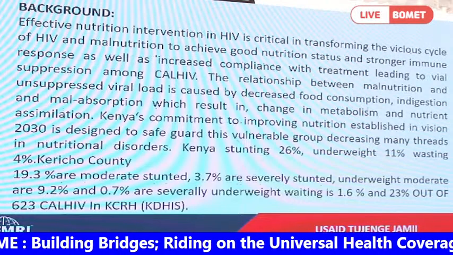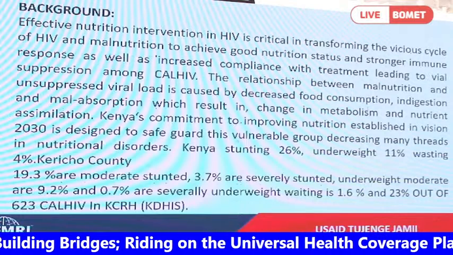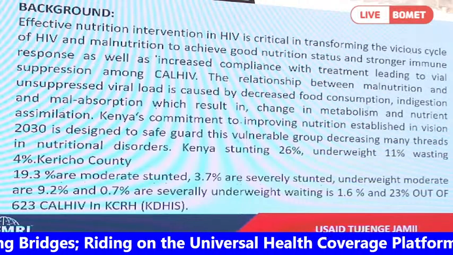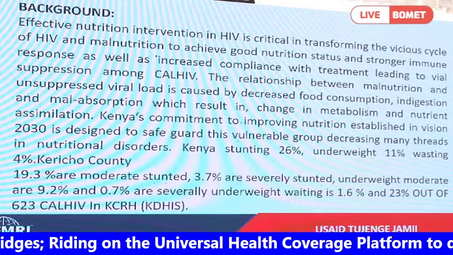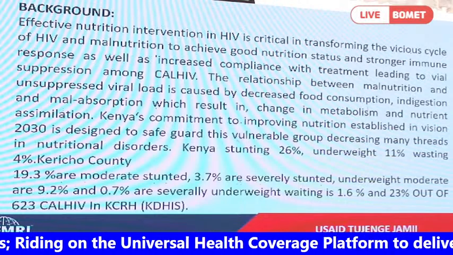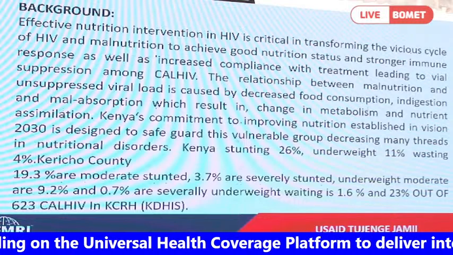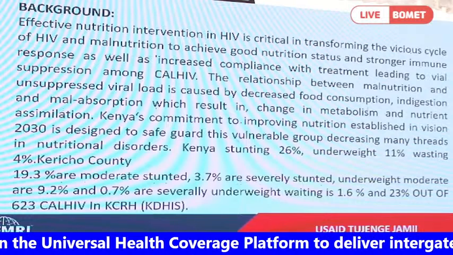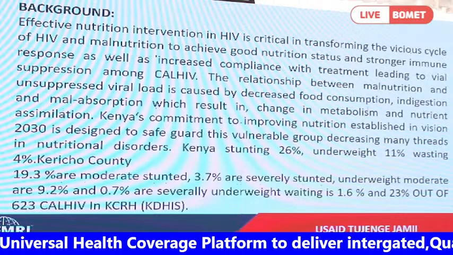So the relationship between malnutrition and suppressed viral load is caused by decreased food consumption, which is caused by the first phase that the body is trying to fight the disease. And there will be poor ingestion and malnutrition, which results in change in metabolism and nutrition assimilation. It means the body doesn't work like before when the child was okay.